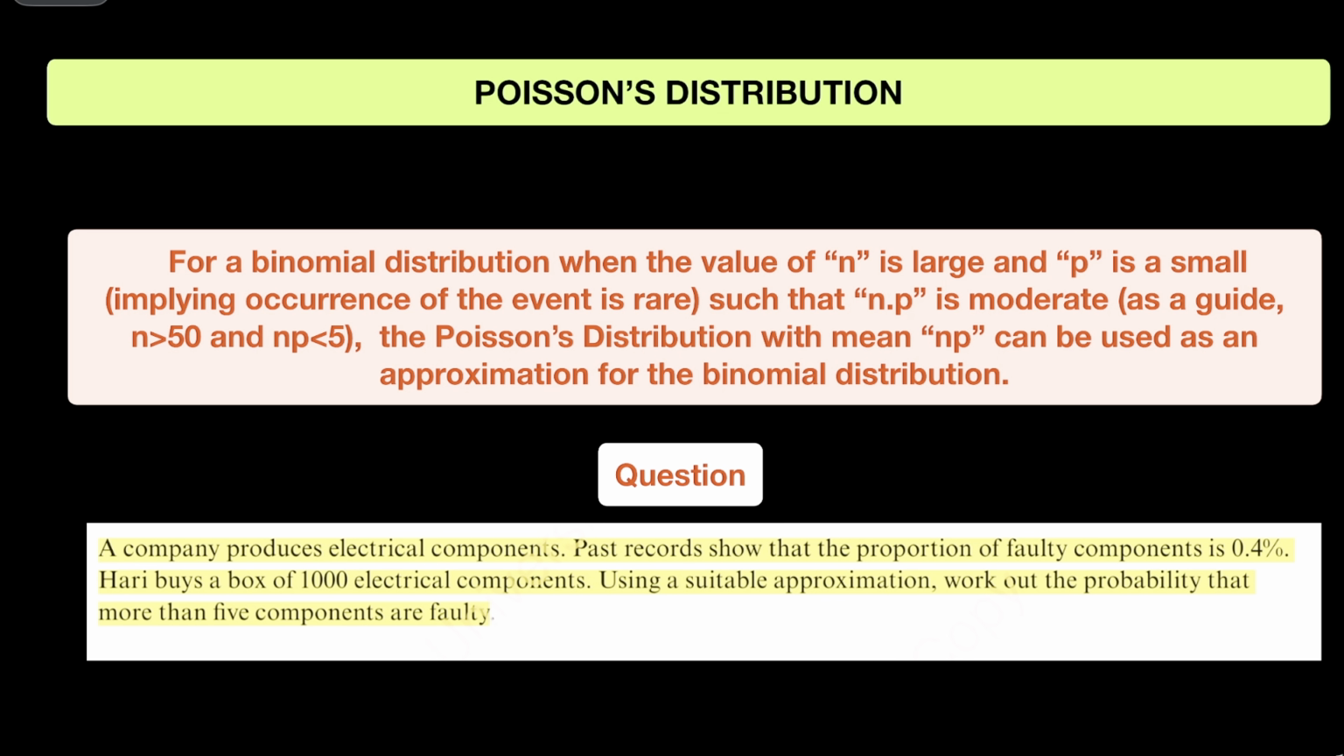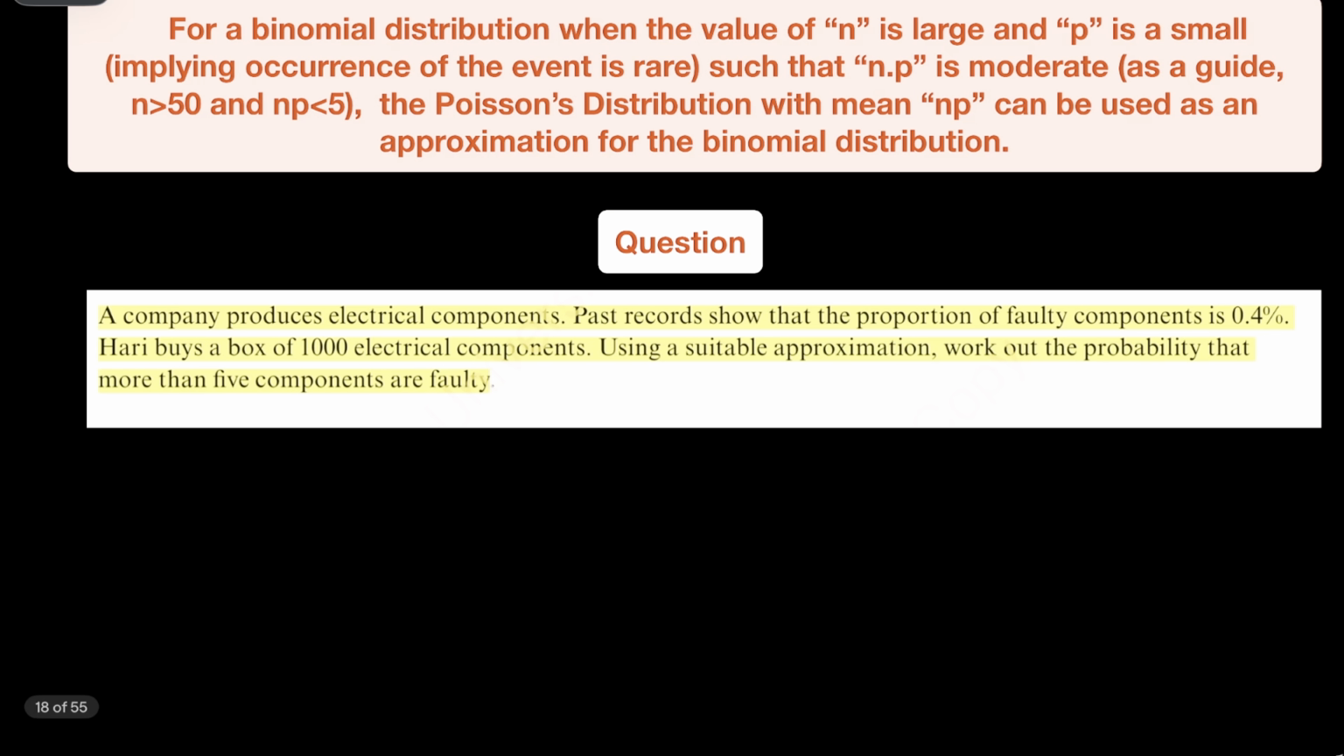For binomial distribution, when the value of n becomes very large and the value of p is small such that the value of np is moderate, that is, the value of n becomes large, meaning more than 50, and the value of np is small, that is, the product of n times p is less than 5. In this case, the Poisson distribution with mean equal to np can be used as an approximation for the binomial distribution. To understand what we mean by the above definition, let's go through this particular question.